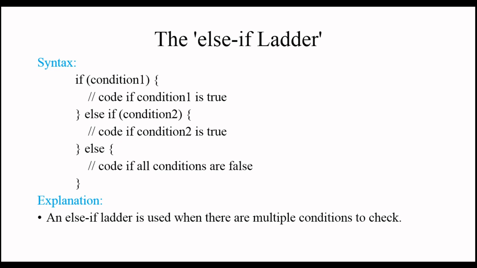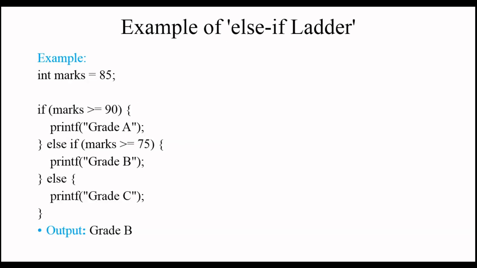Now let's see an example. This example shows how to print a grade when we are given the marks. Suppose the marks are equal to 85. Now we are using the else-if ladder. If marks is greater than or equal to 90, then the system will print grade A. Else if marks is greater than 75, the system will print B. Else the system will print C. Now we have taken the marks as 85, so the output will be grade B.